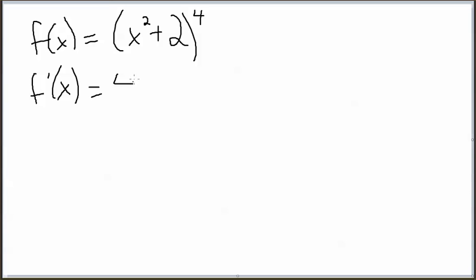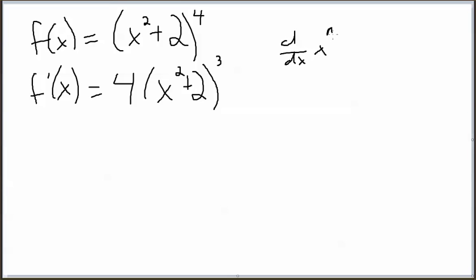The derivative of something raised to the 4th power is 4 times the something one lower. What I'm saying here is the derivative of any polynomial, x to the n, is always n x to the n minus 1. Okay? So there we go.